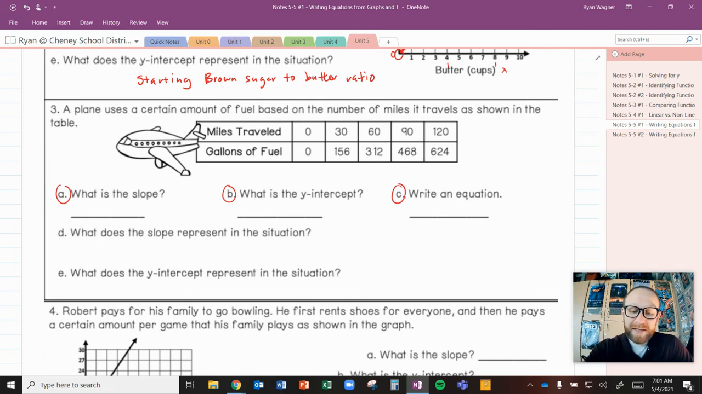So, the gallons of fuel depend on the miles traveled. So, x for miles, y for gallons. See what you can do. Go.